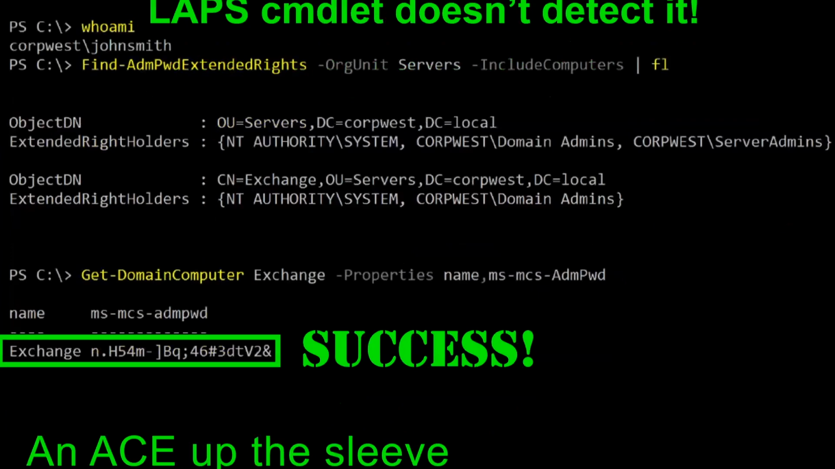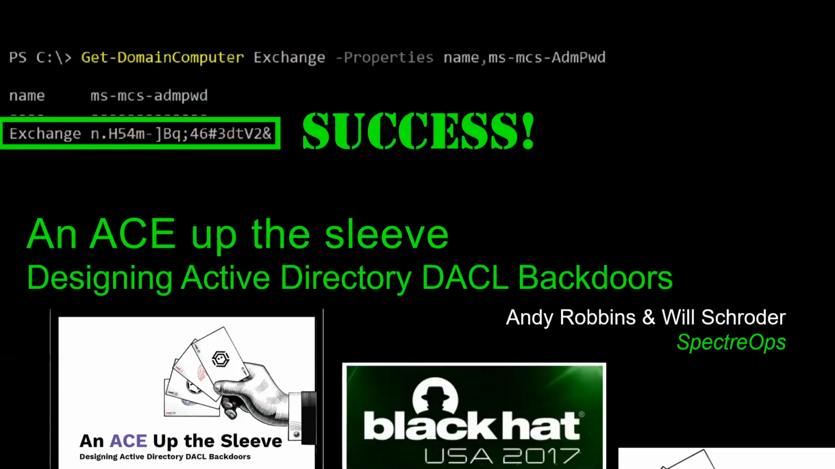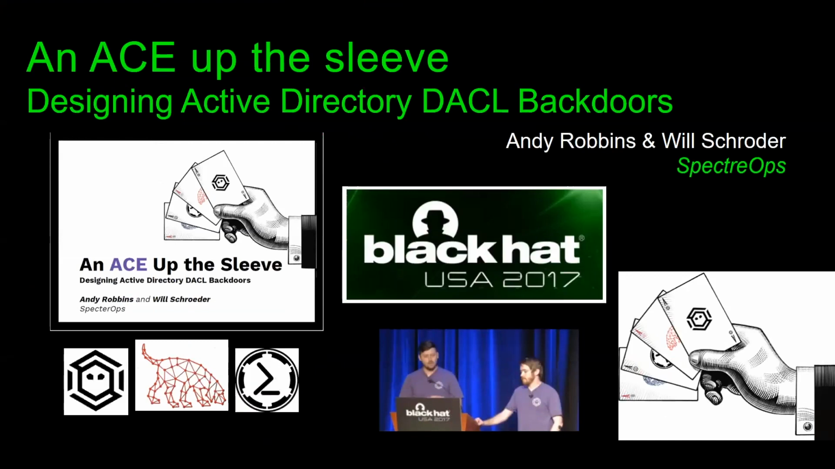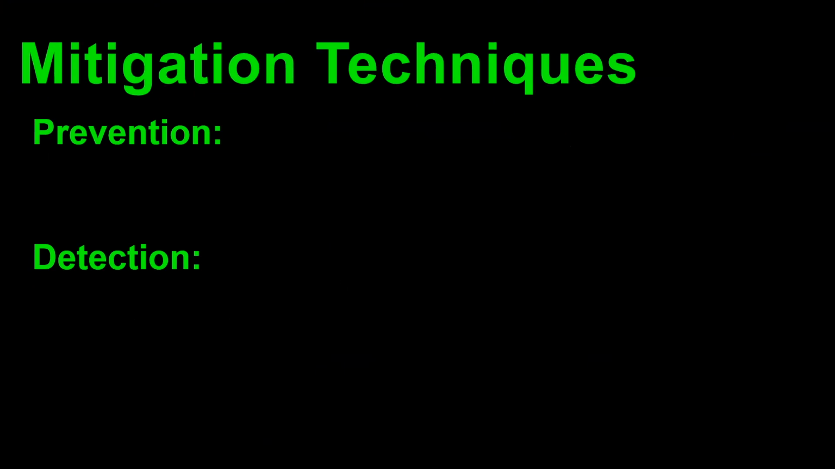So I mentioned earlier that I don't have all the answers. These guys do. Again, this is the shoulders of giants, and these are the giants here. Andy Robbins, Will Schroeder, the guys that did BloodHound, the guys that did PowerShell Empire. These guys are the rock stars, and so these are where we need to give credit. They did an amazing talk at Black Hat 2017 called Ace Up the Sleeve. It specifically talked about dynamic access control lists and how those can be abused to create backdoors from an attacker's perspective. So look up this information. It's a fantastic write-up.